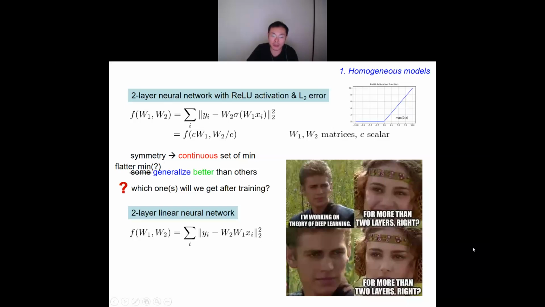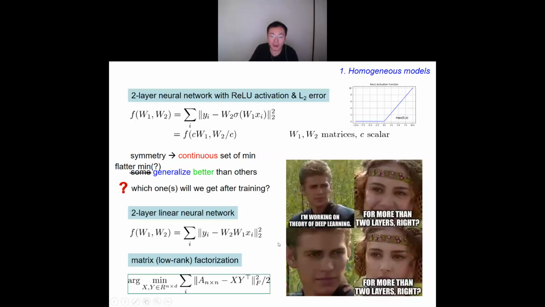Then you have a two-layer linear neural network, which is almost the same as another important problem in data science, called matrix low-rank factorization. There, you have an n by n matrix A, and you want to find a rank D approximation of it. You can formulate this as an optimization problem: pick two matrices X and Y that are n by D, where D can be much smaller than n, and try to approximate A by X times Y transpose. Low rankness is automatically guaranteed. This problem is almost the same as a linear neural network, which is another reason why linear neural networks are already non-trivial. In fact, let me focus on the matrix low-rank factorization problem as a model of a homogeneous problem.